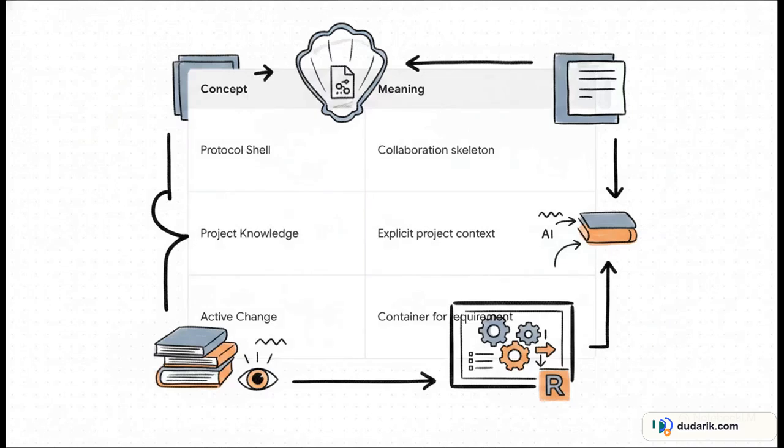Under the hood, OSpec is built on three main architectural concepts. First, you have the protocol shell, which is essentially your minimum collaboration skeleton, stuff like a .skillrc file for configuration. Second is the project knowledge layer. This provides explicit, permanent project context and docs that the AI reads consistently every single time. And third, the active change. That's the dedicated execution container we just talked about for a single requirement, holding all your tasks and state data.